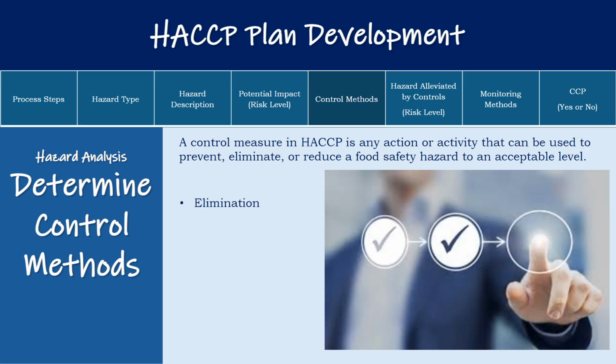Elimination makes sure the hazard no longer exists by removing it from possibly presenting itself. This is the most effective method for controlling a food safety hazard. It could be accomplished by eliminating a process step or changing a product's formula to remove a high-risk ingredient.